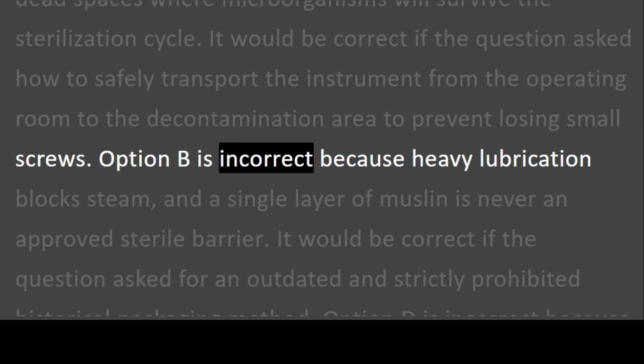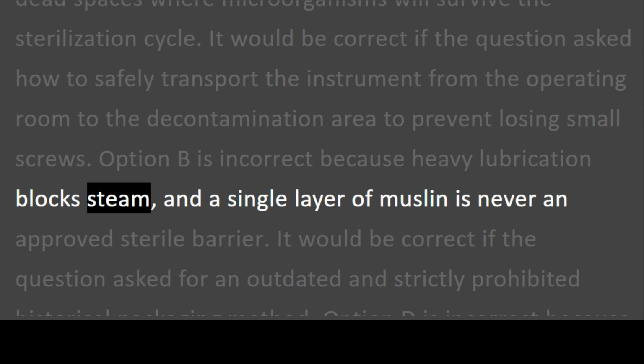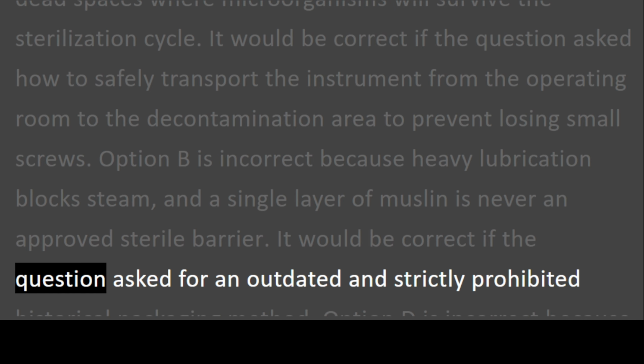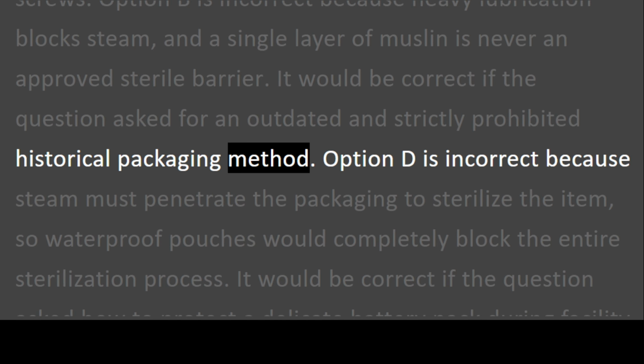Option B is incorrect because heavy lubrication blocks steam, and a single layer of muslin is never an approved sterile barrier. It would be correct if the question asked for an outdated and strictly prohibited historical packaging method.